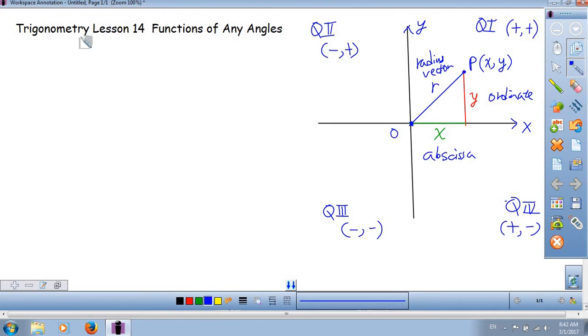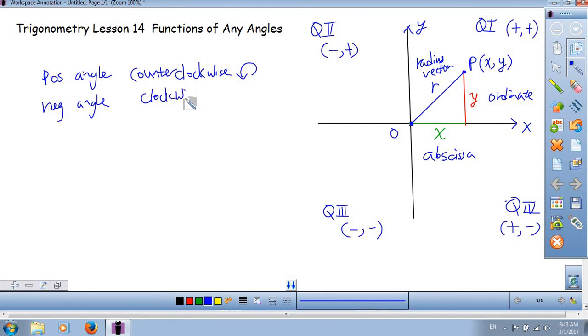Just again, let me write this down. Positive angles are counterclockwise, so it goes like this, and negative angles are clockwise, and it goes like this.